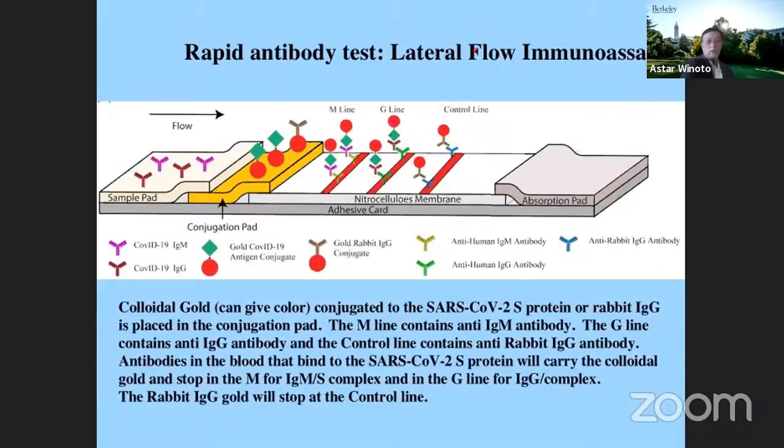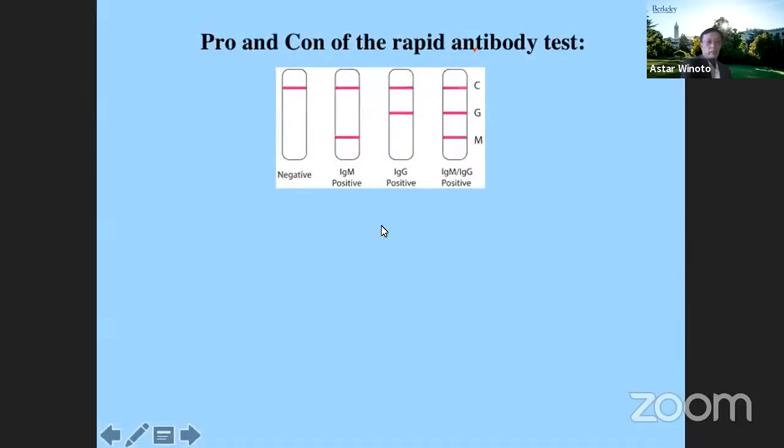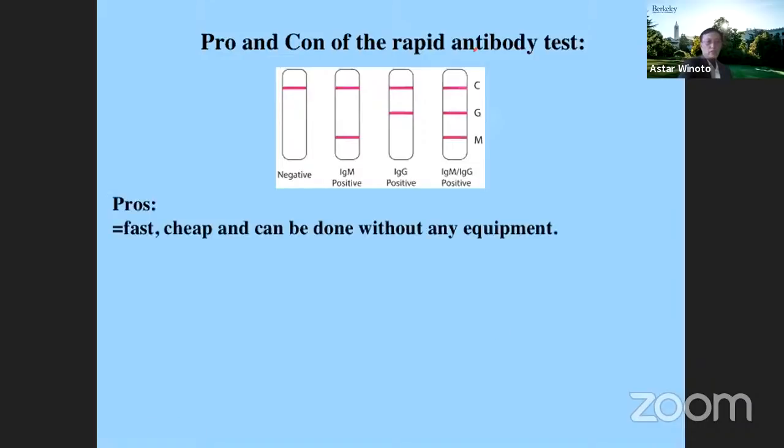So I know a lot of people in Indonesia use this a lot. And you can have different results, obviously. You can see here, this is negative. If there are two lines here, it means you're IgM positive. And if you have two lines over here, it's IgG positive. And if you have three lines, it's IgM and IgG positive. So obviously, very fast, cepat sekali, 15 minutes, cheap, so it's murah, and can be done without equipment. So bisa bikin tes ini di rumah.